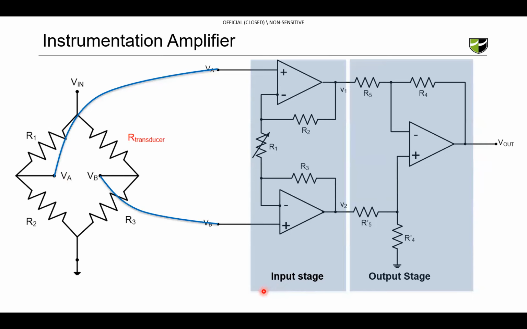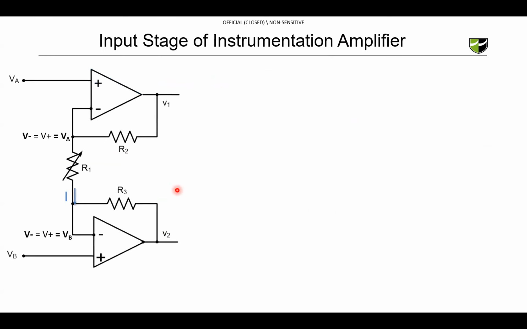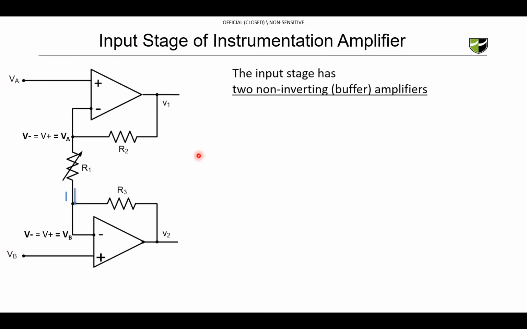So next we will learn about the input stage of the instrumentation amplifier. This input stage has two inputs and two outputs. As we can see here, this is the circuit diagram of the input stage. If we observe carefully, this is made of two non-inverting amplifiers. This is one non-inverting amplifier and this is another non-inverting amplifier, and it also has two inputs and two outputs.